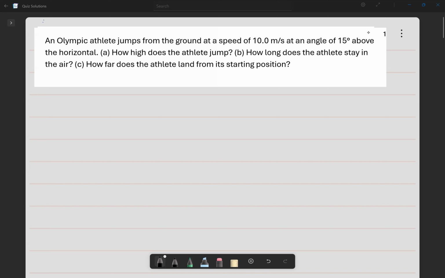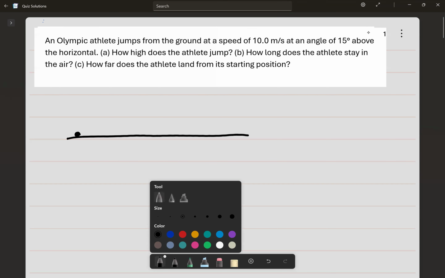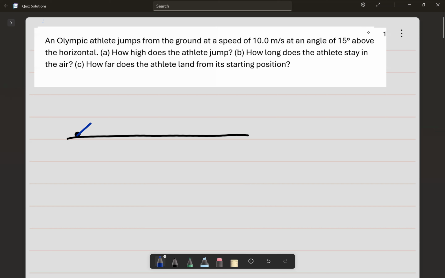So this is a projectile problem. We can assume that the acceleration is only due to gravity. So we can do a rough sketch. If we assume the athlete is a particle like this, the athlete jumps with a speed of 10 meters per second. This is the initial speed at an angle of 15 degrees.